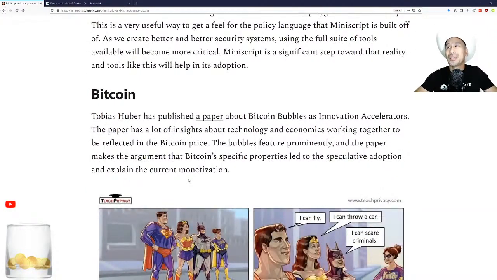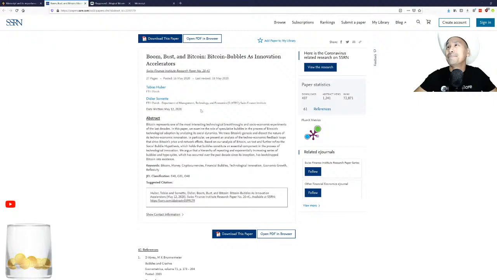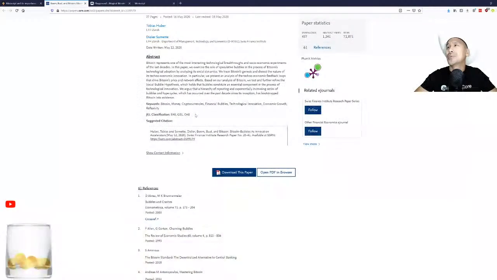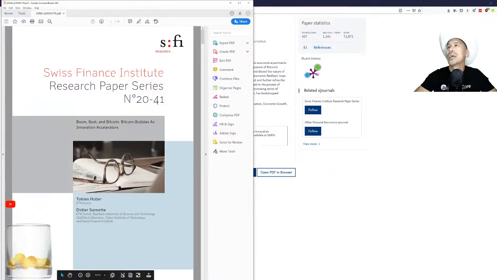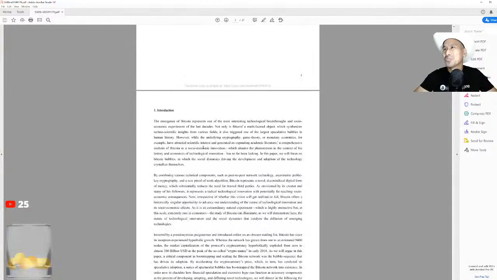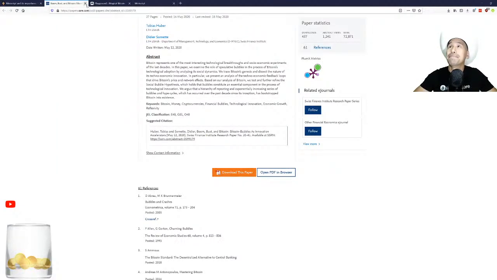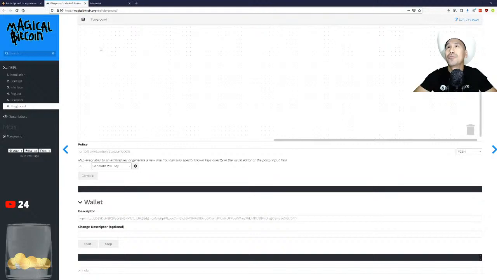All right, Tobias Huber has published a paper about Bitcoin bubbles as innovation accelerator. So this is written by Tobias Huber with respect to Bitcoin and what it does. Let me see if I can pull it up here. Not sure if it'll show. Yeah, so here's the actual paper that you can take a look at. But it has a lot of interesting information about Bitcoin, how it interacts, the technological innovation and the economic aspect, both work together for innovation acceleration.